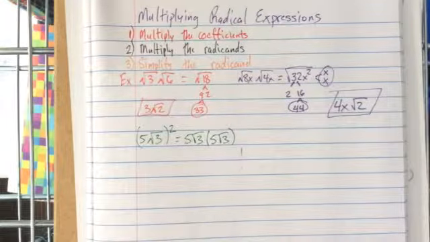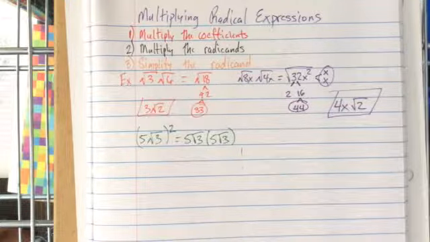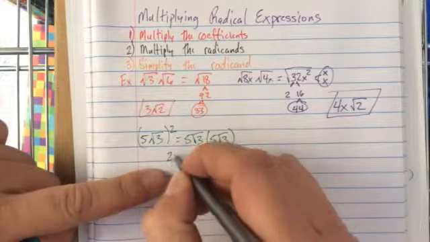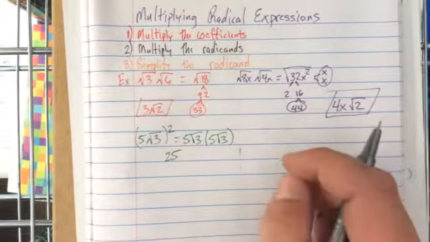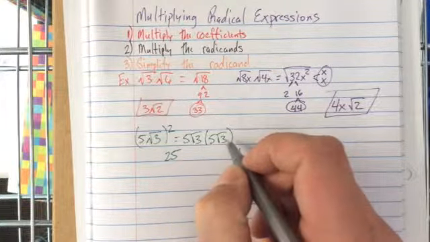And now we have something we can follow our rules with, right? What are our coefficients? 5 and 5, so we multiply our coefficients. So 5 times 5 is 25. Now we multiply our radicands. 3 times 3 is?